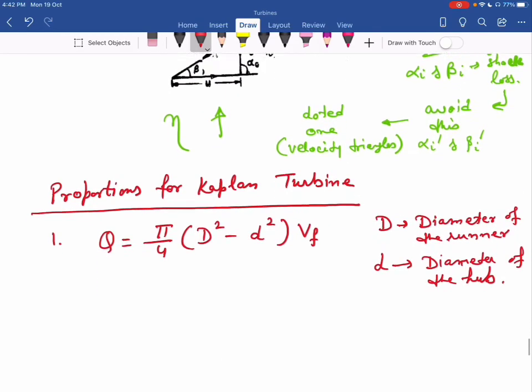Now further I can write this as Vf equals Kf under root of 2gh. So Kf is the flow ratio. For the Kaplan turbine, its value ranges from 0.35 to 0.70.